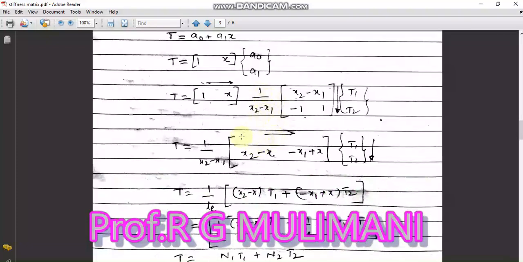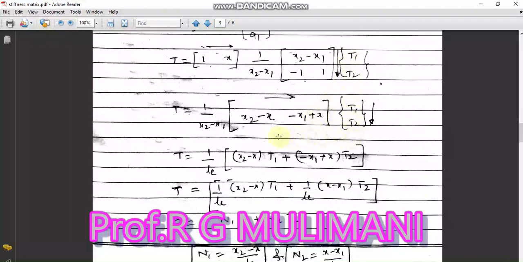So 1 by x2 minus x1 is taken outside. Multiplication of these two matrices: 1 into x2, x into minus 1, it is minus x. Similarly, 1 into minus x1, x into 1, it is plus x. And t1 t2 as it is written here. So x2 minus x1 is nothing but the length of the element, 1 by LE. So what is the product of these two matrices? It is x2 minus x times t1, plus x minus x1 times t2.